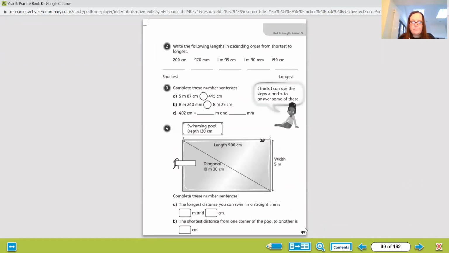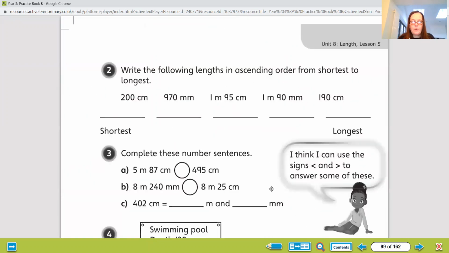Okay, let's have a look at what you're going to do now. So I'm going to start question 2 and then I'm going to ask you to complete it. So it says write the following lengths in ascending order from shortest to longest. We've got 200 centimetres, 970 millimetres, 1 metre 95 centimetres, 1 metre 90 millimetres, 190 centimetres. So can you see it's got loads of different units there?